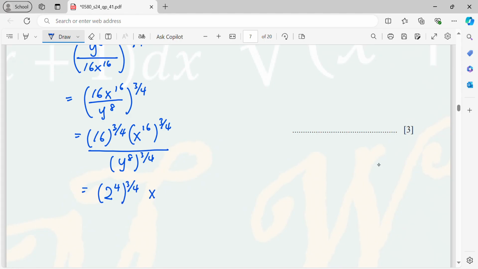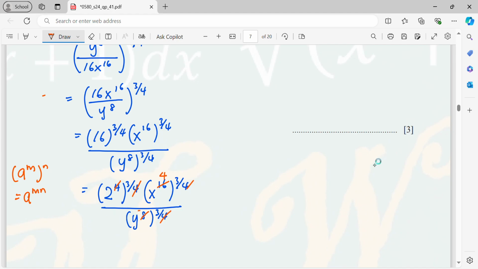Okay, then x power 16 to the power of 3 over 4. Then here y, 8 to the power of 3 over 4. So now we have another formula, which is a power m, then another degree n, which is a to the power of m times n. So now the 4 cancel off. This 4 and 16 becomes 4. And then 8 over 4 becomes 2.